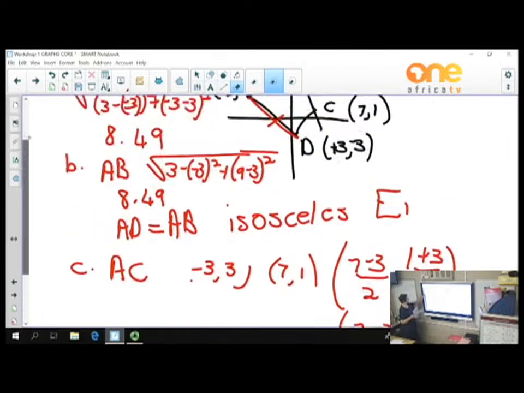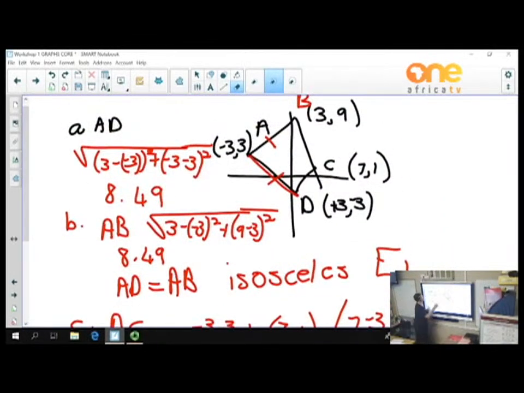So let's go back to the sketch. AB must be parallel to DC. When will they be parallel? If their gradients are equal. So calculate the gradients now.